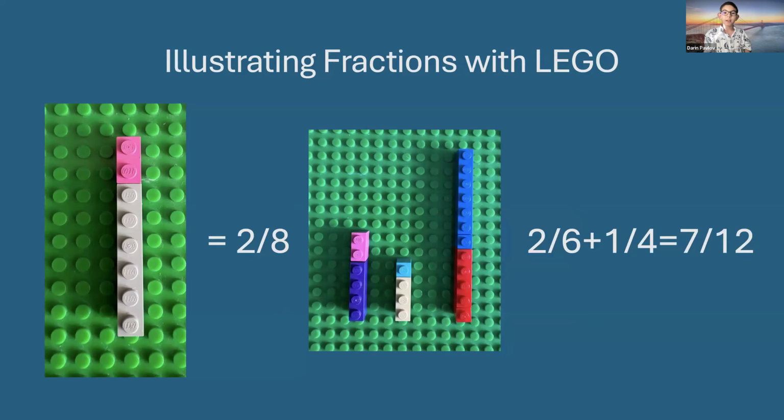Lego can also help us compare and add fractions. The first model shows 2/8. The second example shows how we can add the fractions together. 2/6 plus 1/4 equals 7/12. Using Lego allows students to physically see the pieces that make up a whole, which makes fractions easier to understand than only looking at numbers.